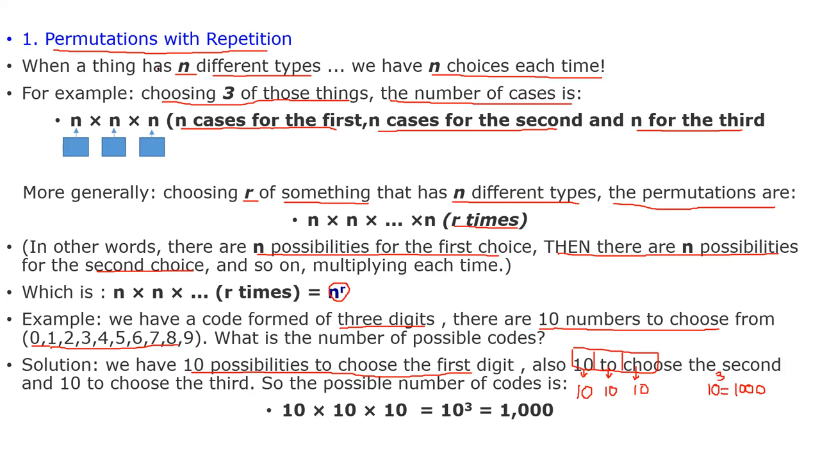Anyhow, when a thing has n different types, I have a thing that has 10 different types. We have n choices each time. Choosing three of these, we get n to the power r, which is 10 to the power 3 here. This is called a permutation with repetition.